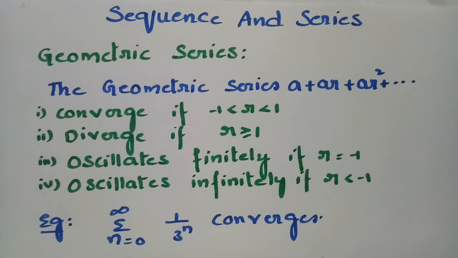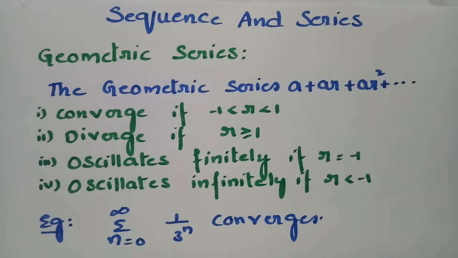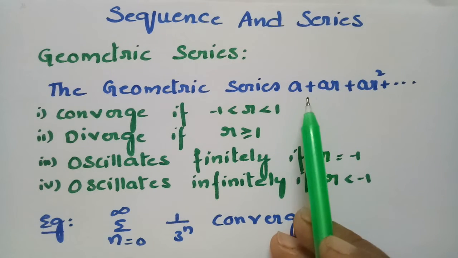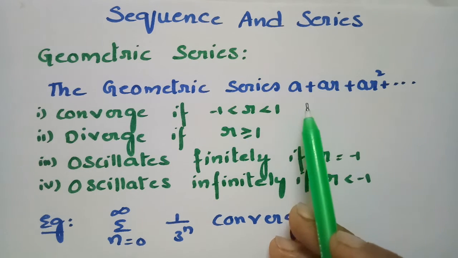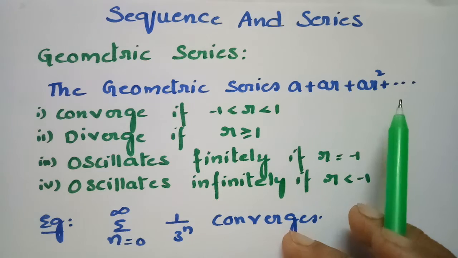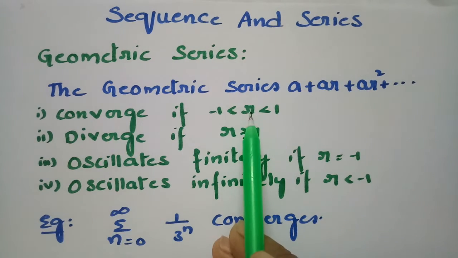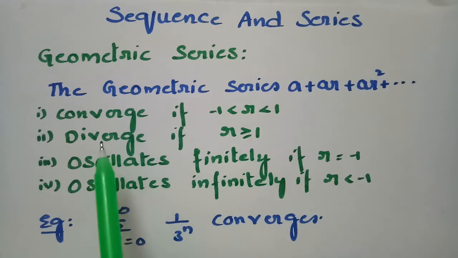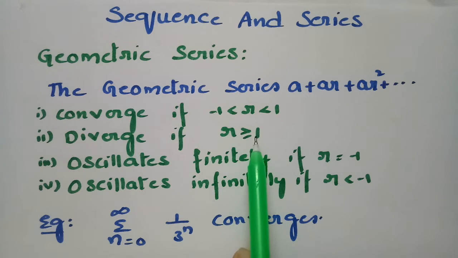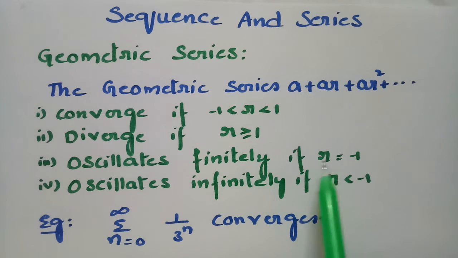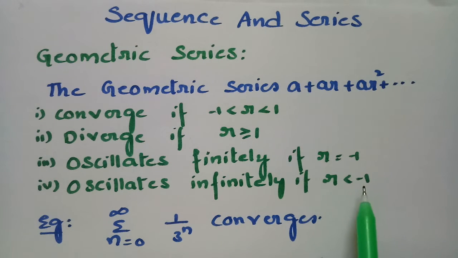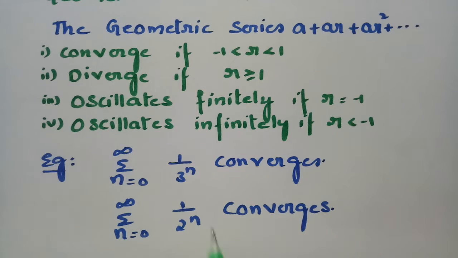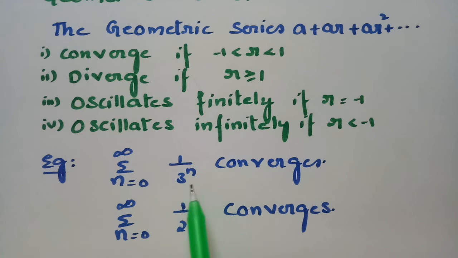See here, this is the topic sequence and series. First of all, this is the geometrical series. According to the geometrical series, it will be a plus ar plus ar square and so on. We say that it's convergent if r value lies between -1 and 1, and diverges if r value is greater than or equal to 1, oscillates finitely if r is equal to -1, and oscillates infinitely if r is less than -1. So these are the kind of problems: sigma 1 by 3 power n and sigma 1 by 2 power n.